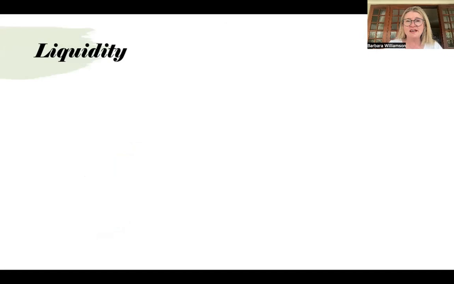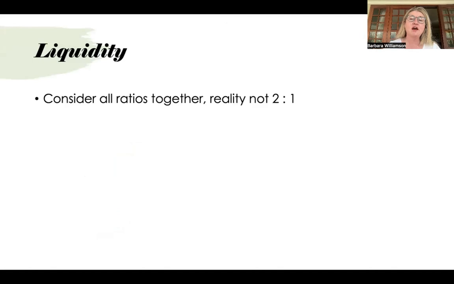Once you've finished looking at the statement of income, you want to look at your liquidity. Liquidity refers to how easily debts can be paid when they are due. So consider all the ratios together. I know you probably know that the current ratio is supposed to be 2:1, and the asset test ratio should be 1:1. In reality, that's not actually the case. Many very solid businesses actually have a current ratio of 1.5:1.